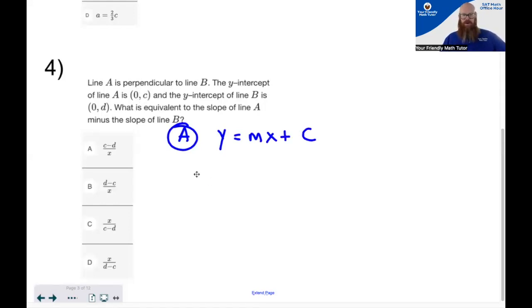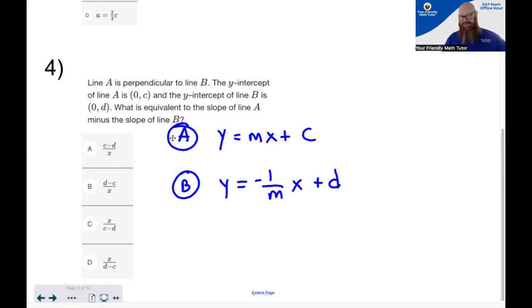Then if I find the equation of line B, that's y equals, well, we know it's perpendicular, so it's the negative reciprocal of this. That's negative 1 over m. That's the reciprocal of m, or the opposite reciprocal of m. And then they told me the y-intercept was d. What is the equivalent slope of line A minus line B?